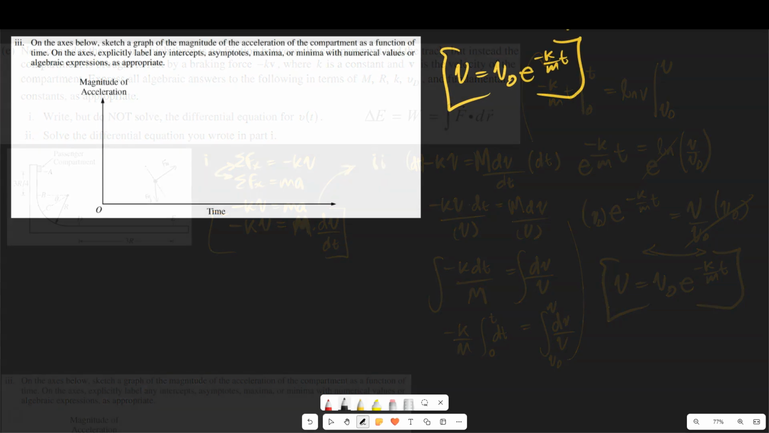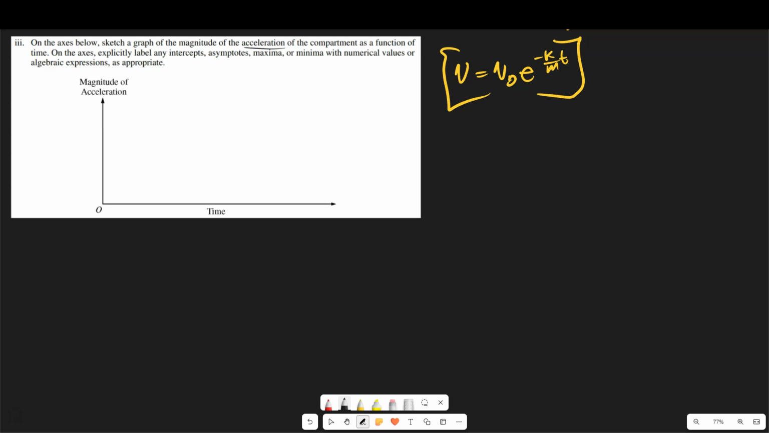For the last part, they're asking us to plot the acceleration, not the velocity function that we just solved for, but the acceleration. So how would we get the acceleration function from this velocity function? We need to take the derivative of that. We could write a is equal to dv/dt. The derivative of our function: you take that power, minus k over m is constant, so it comes out in front. You have vd times, and then what was left before, e to the minus kt over m. So this is going to be our acceleration here.